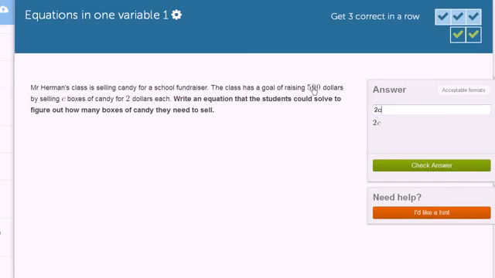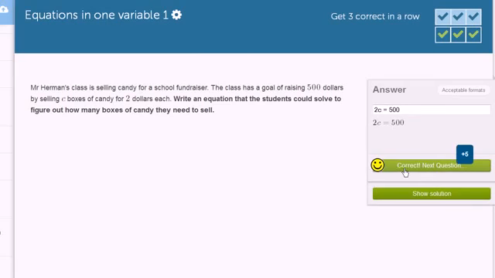Now we know that the goal is to raise $500. So we want to figure out at what C does the total amount that they raise equal 500? So this right here is the equation that the students could solve to figure out how many boxes of candy they need to sell. We check our answer.